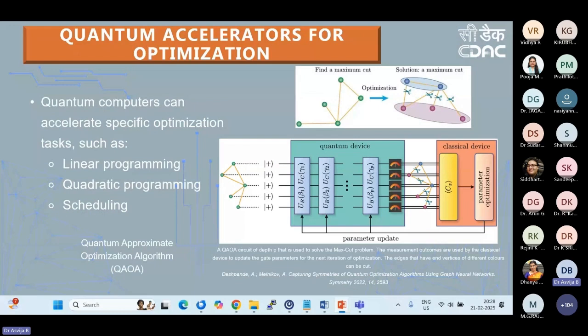And like I have been telling, optimization problems are very good candidates to be solved on quantum computers. Linear programming problems, quadratic programming problems, or scheduling problems can all definitely benefit from quantum computers. What is shown in this slide is a typical workflow of how quantum optimization happens using the famous approach called the quantum approximate optimization algorithm. I'll not go into the details of this workflow. Nevertheless, this is not the only way in which optimization can be handled.